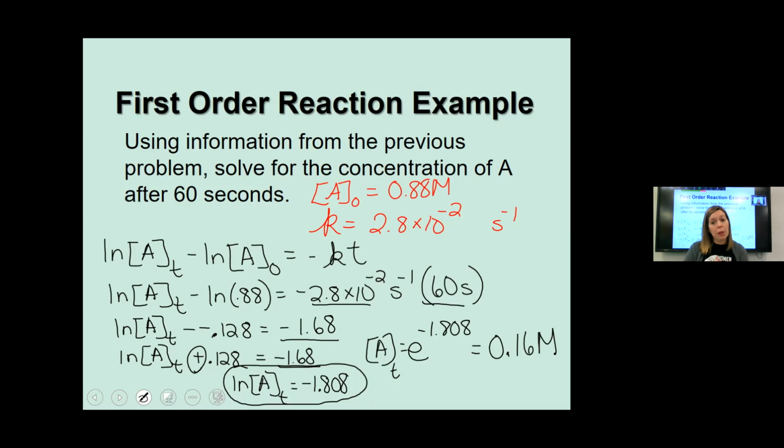Now, technically, with the way the problem is written, 60 seconds only has one significant figure, so we would need to round that to 0.2 with the one significant figure.